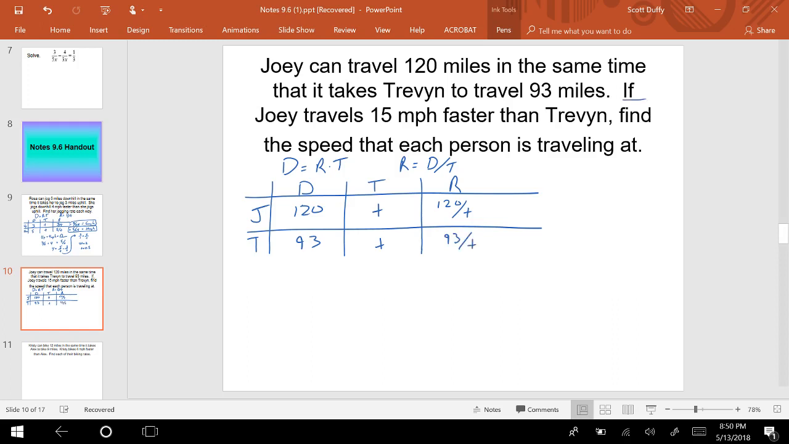Next sentence, if Joey travels 15 miles per hour faster than Trevin. So what we're saying is that Trevin's speed plus 15 miles per hour equals Joey's speed. Find the speed that each person is traveling at. So Trevin's speed or rate was 93 over t. So I'm going to say 93 over t plus 15 equals Joey's speed, which was 120 over t.